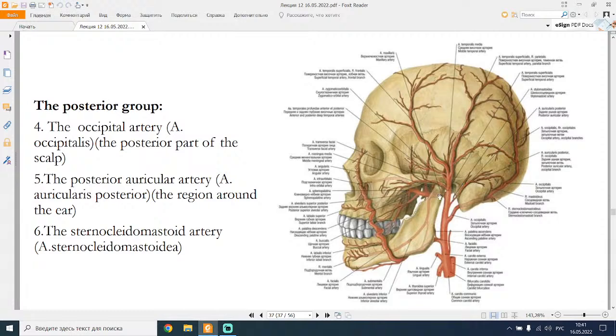And next artery, the sternocleidomastoid branch, supplies musculus sternocleidomastoideus. This is the posterior group: arteria occipitalis, arteria auricularis posterior, and the sternocleidomastoid branch. Anterior group, posterior group.